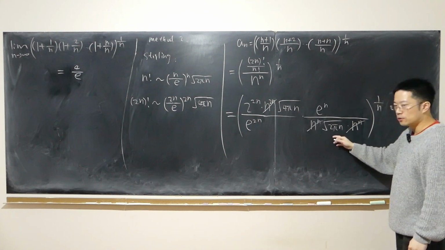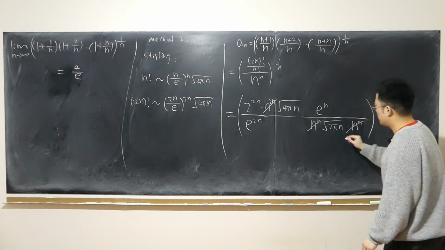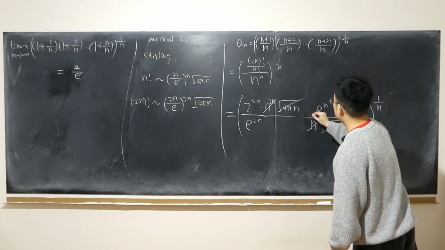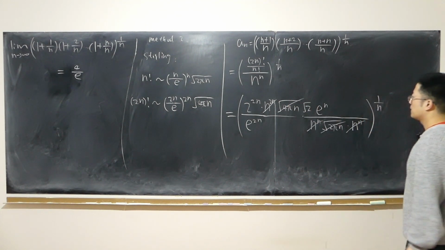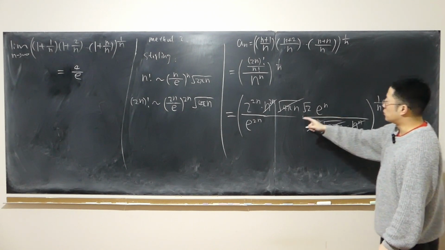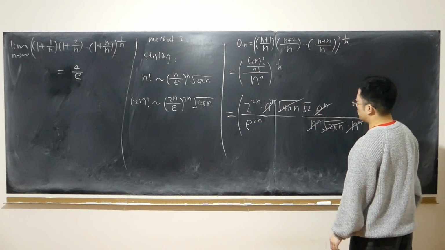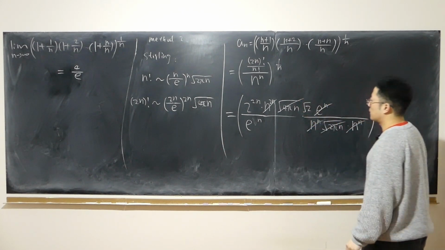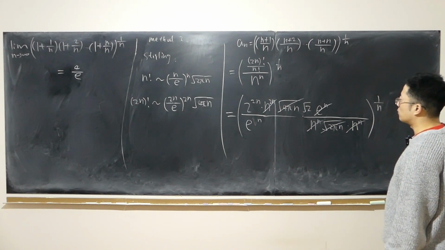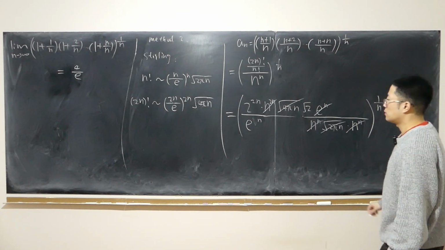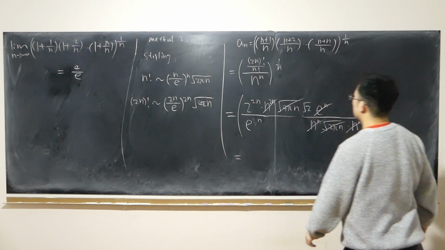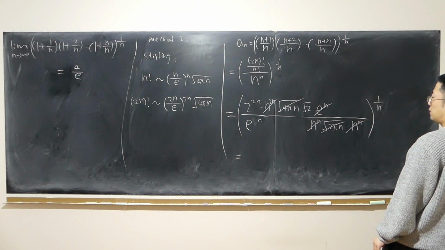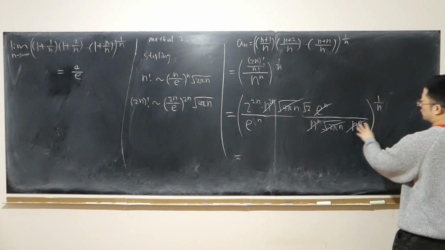And also, the square root of 2 pi n and the square root of 4 pi n, perhaps I'm only left with just the square root of 2. Square root of 2 up here. And e to the power of n, e to the power of 2n, so I'm only left with just e to the power of n. What else? So this is good. So that is equal to e to the, I'm going to distribute this power onto the bottom.